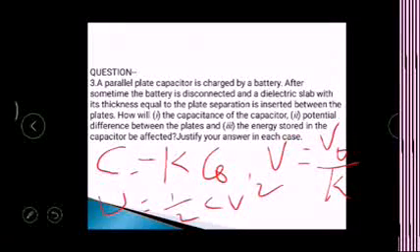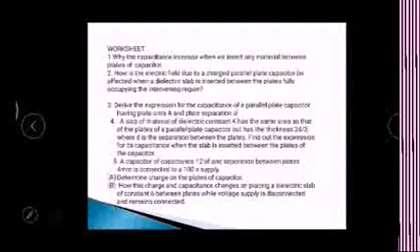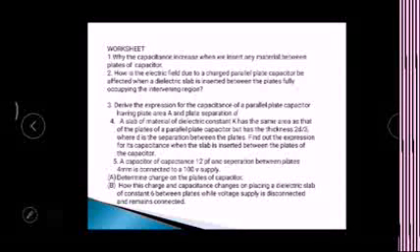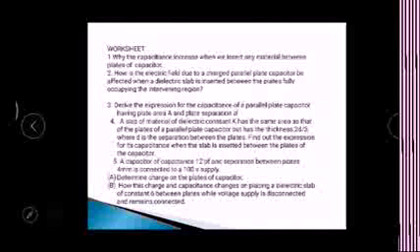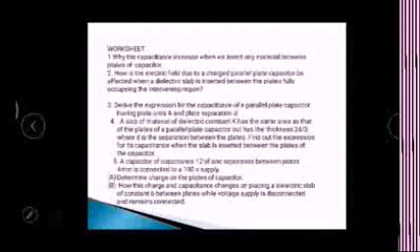So these are some of the examples, and related to the topic and concept we have studied, we can solve some other problems also in the form of a worksheet. So it is homework for you to solve these questions. That is, why does the capacitance increase when we insert any material between the plates of the capacitor? So we studied these things: as the electric field inside the material decreases, which decreases potential, capacitance will increase.